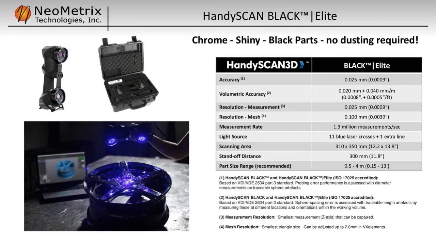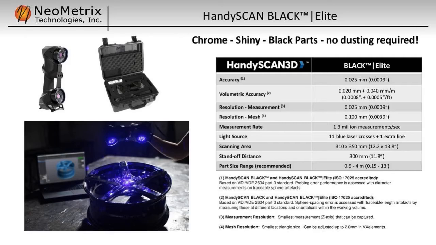Likewise, the big brother, the HandySCAN Black Elite. This is our premier scanner, so the accuracy is double that of the other one, under 1,000th of an inch. Measurement rate is 1.3 million measurements per second, so pretty much on par. This is a blue laser scanner, so we aren't using white light. The blue lasers give it, for a handheld scanner, an unparalleled ability to scan chrome, shiny and black parts, with no dust spray, as well as unparalleled resolution, which you'll see in the next slide here.